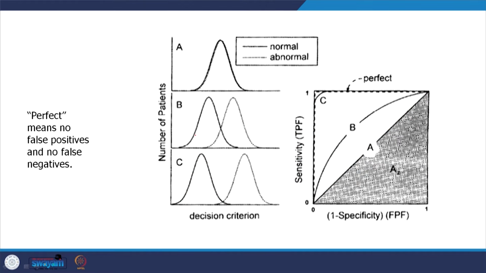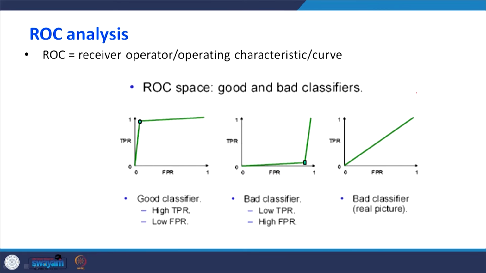There may be a perfect category. Perfect means no false positive and no false negative. So this line has no false positive and no false negative. Look, there are different situations.